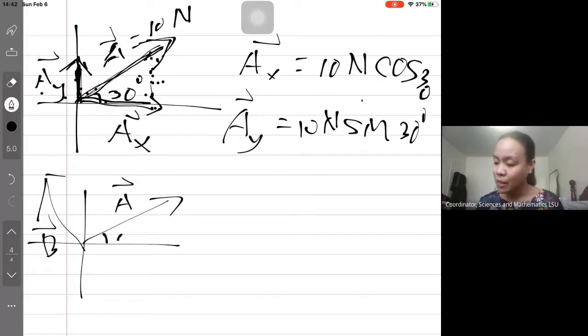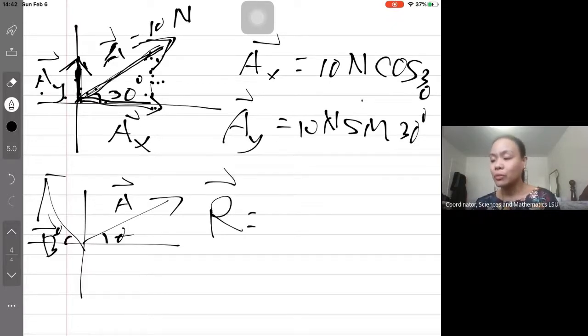Okay, and there will be, of course, an angle here and another angle here. And they are in different directions. So we are going to get the resultant vector for this one. And we are going to use the summation of vectors along the x-axis.